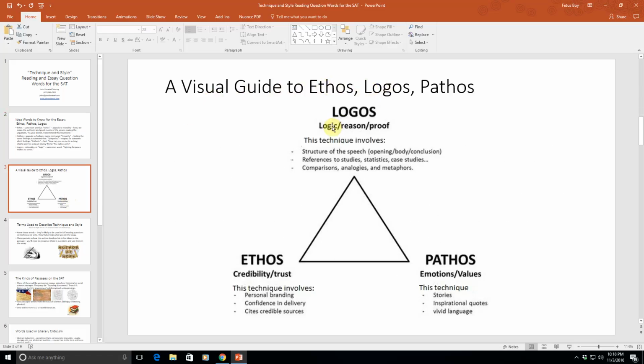ethos, logos, and pathos. Logos is logic, reason, or proof, and this technique involves the structure of the speech, the opening, the body, the conclusion, references to studies, statistics, case studies, comparisons, analogies, and metaphors. So logos is mostly what we're going to be dealing with in this video.